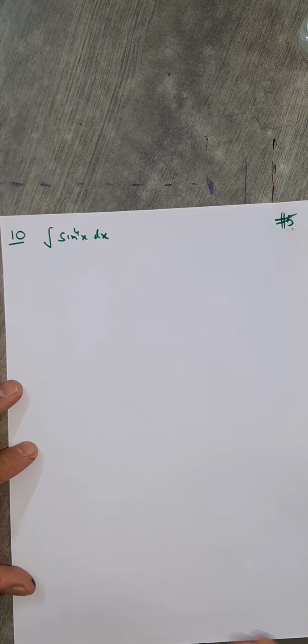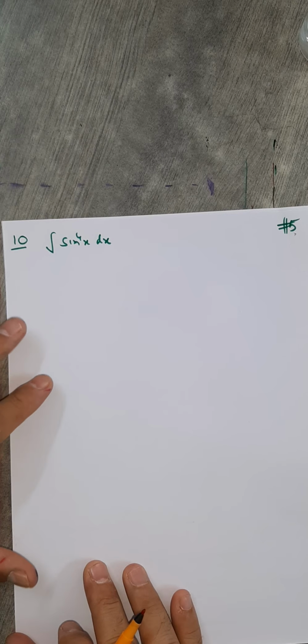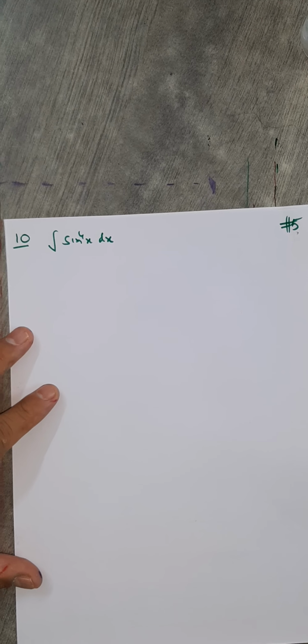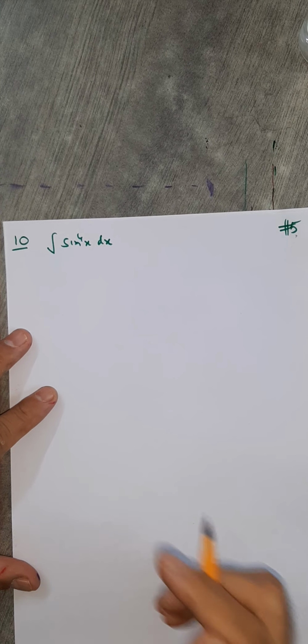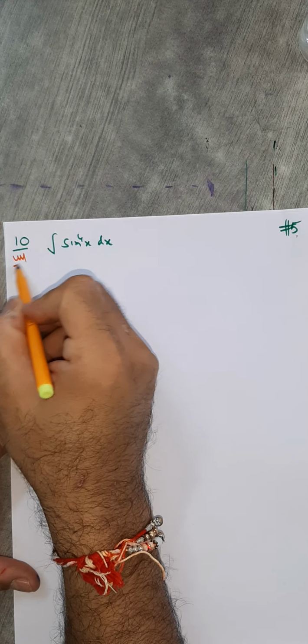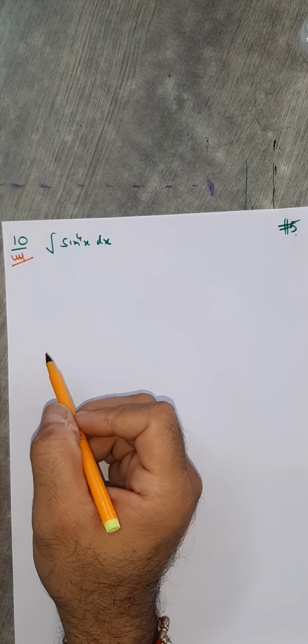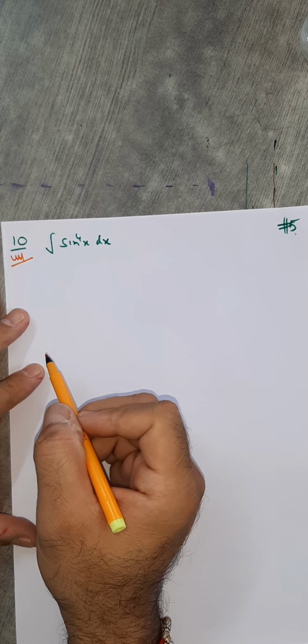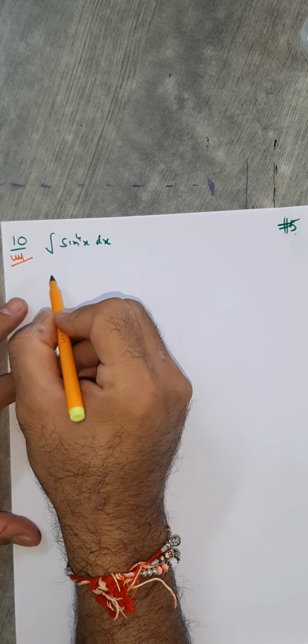Question number 9, you can try yourselves. It's very simple. I'll go to question number 10. Sine raised to 4. This is a good question. Sine raised to 4 cannot be integrated directly. So we need to use trigonometry.